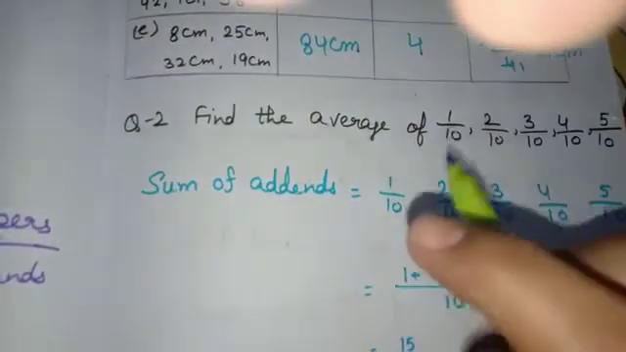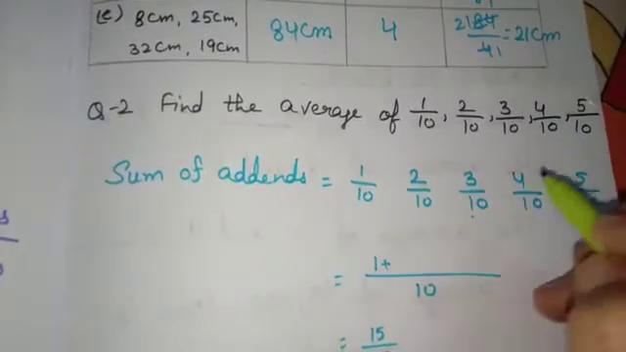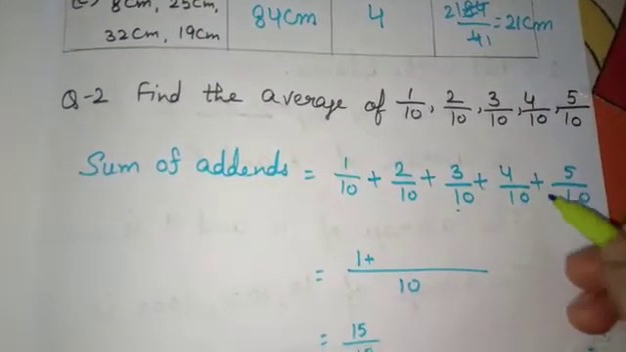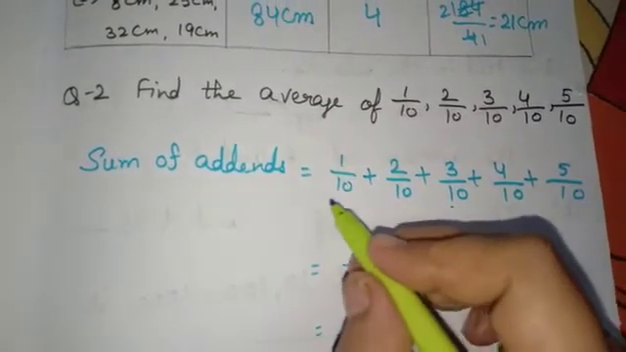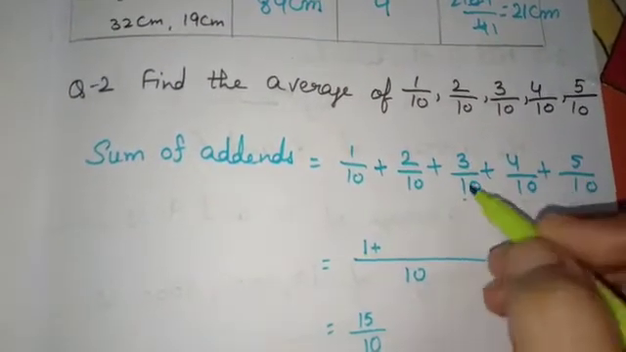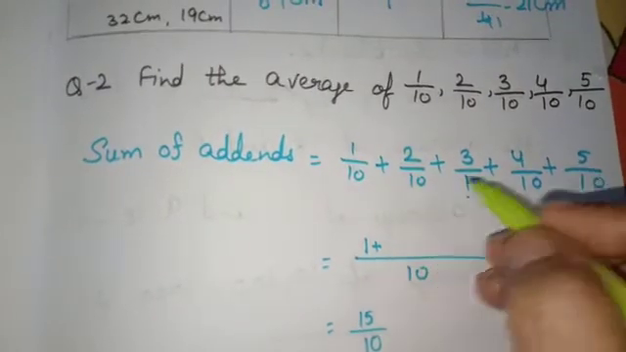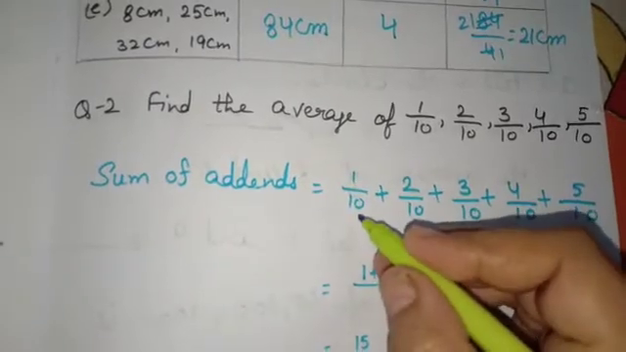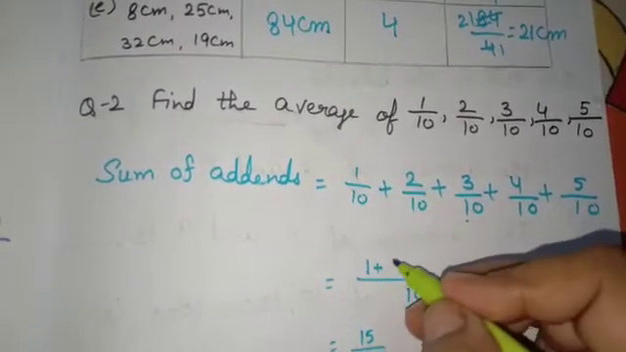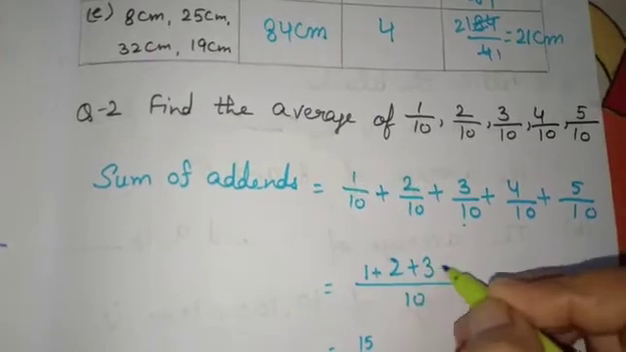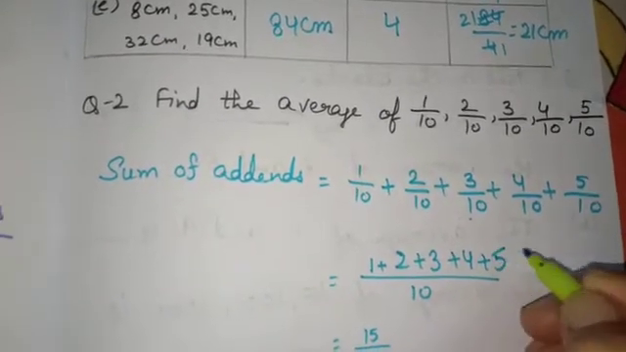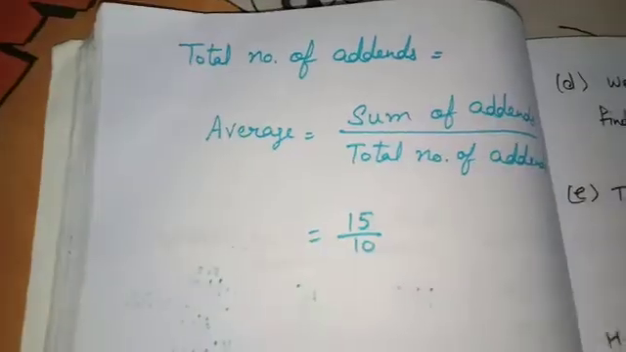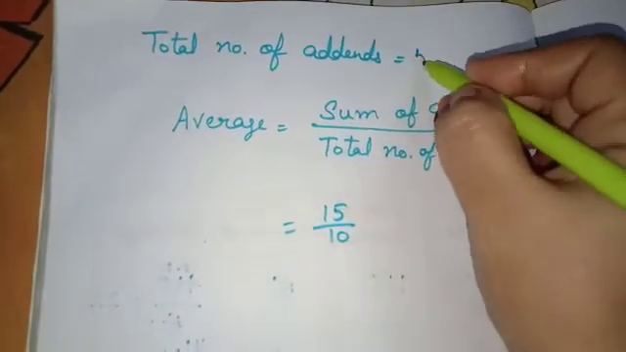First thing we need to find the average of some numbers is the sum of addends. Means we will add all the numbers 1 by 10, 2 by 10, 3 by 10, 4 by 10 and 5 by 10. To find the sum of fractions, firstly we will find the LCM. As the denominators are the same, the same will be the LCM. In the same way, we will add the numerators 1 plus 2 plus 3 plus 4 plus 5. When I add all these, it will be 15 by 10. This is the sum of addends, and the total number of addends is 5.